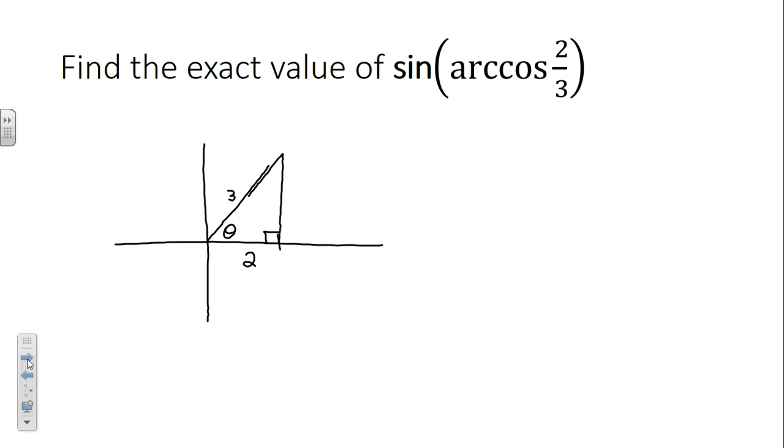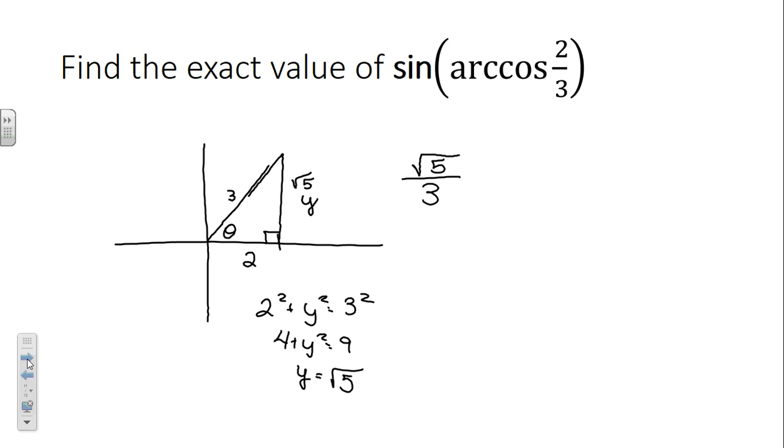Okay? And if I want the sine of that angle, what do I need to do? Opposite over hypotenuse. So I need to know my y value. I've got my x, I've got my r, right? What am I going to do? Pythagorean theorem, 2 squared plus y squared is 3 squared. So 4 plus y squared gives me 9. Y is going to be the square root of 5. So the sine of the arc cosine of 2/3 is going to be, what's the sine of this angle? Yep.